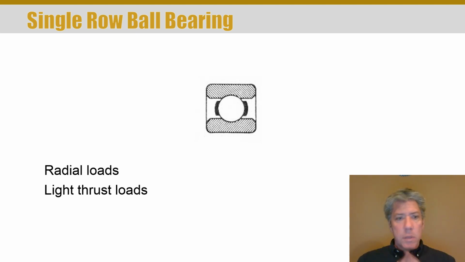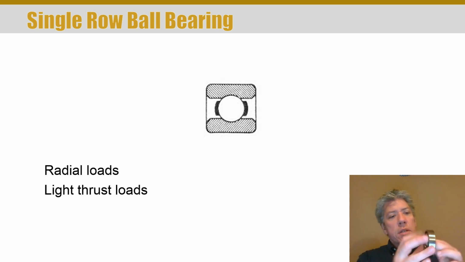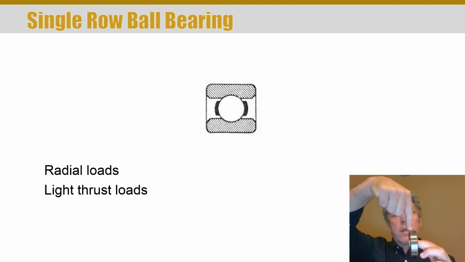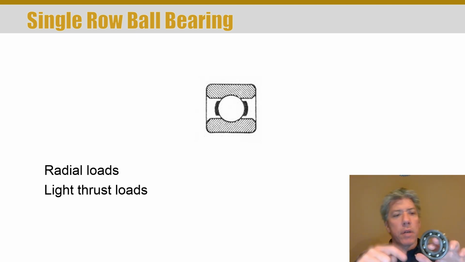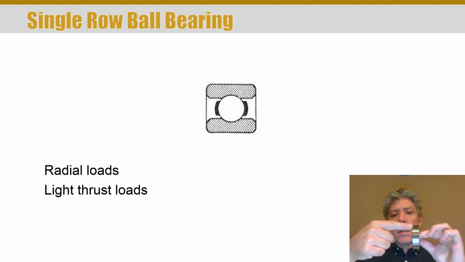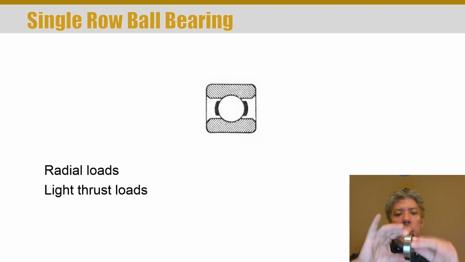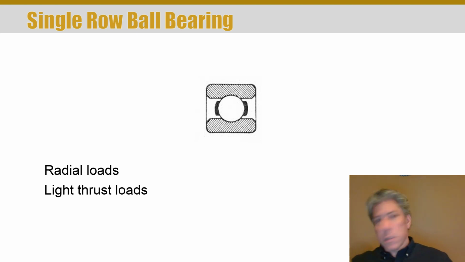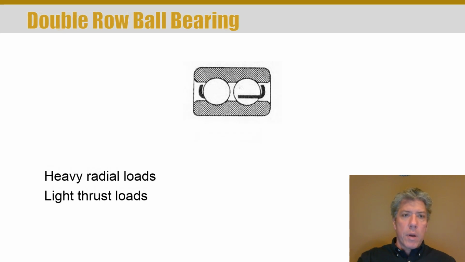It's a single row of balls, and it can take significant radial loads. Now, when I say radial loads, what I mean is that the load is radial acting to the bearing. Okay, so it's perpendicular to the shaft, and it can take light thrust loads. So if the shaft is in the bearing, the thrust load would be applied between the inner and outer races, and this type of bearing can only take light thrust loads. There are also double row ball bearings like this, where you basically have just 2 rows side by side. These can take heavy radial loads and still only light thrust loads.